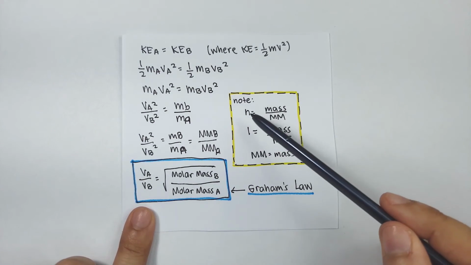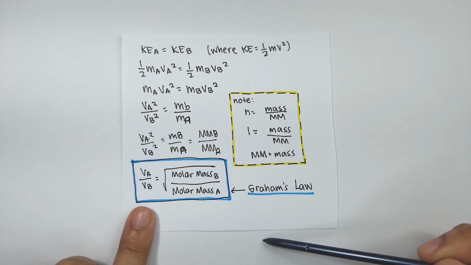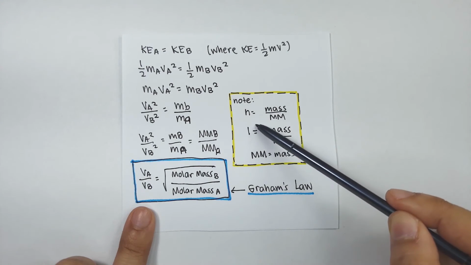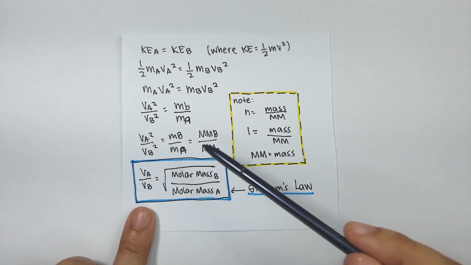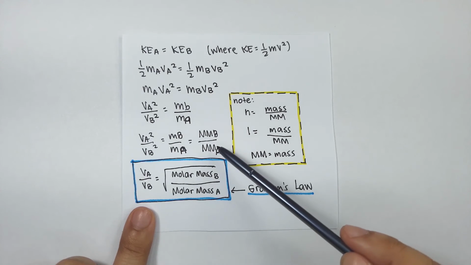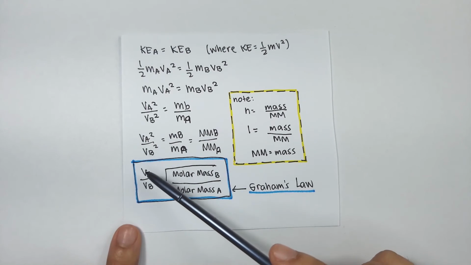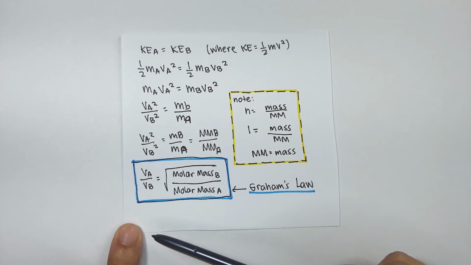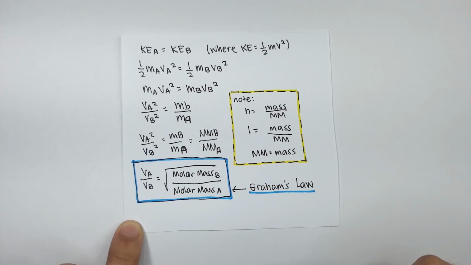And di ba class, number of moles is equal to mass divided by molar mass. So if we assume 1 mole, that is molar mass is equal to mass. So apply this one to the equation. You have molar mass of B over molar mass of A. So after simplifying, you get VA over VB is equal to square root of molar mass of B over molar mass of A. So this equation is the Graham's law.